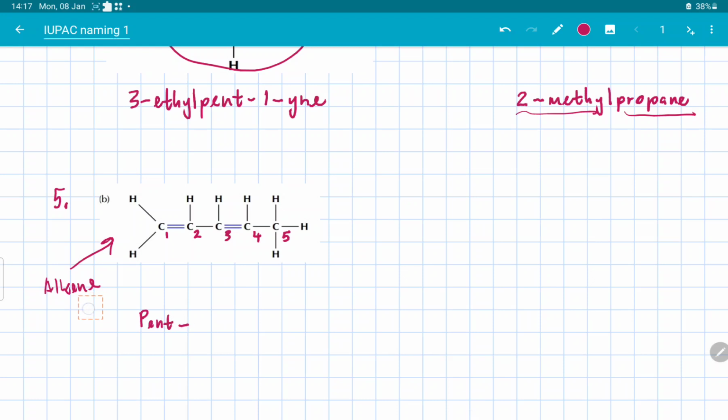And then when we name the position of double bonds, it's pent 1 comma 3, because one of the double bonds is at carbon 1, one of the double bonds is at carbon 3. We have 2 double bonds, so it's di. Then the alkene ending, when there is a di, ends with ne, so diene. So this is pent-1,3-diene. Let's go to example 6.